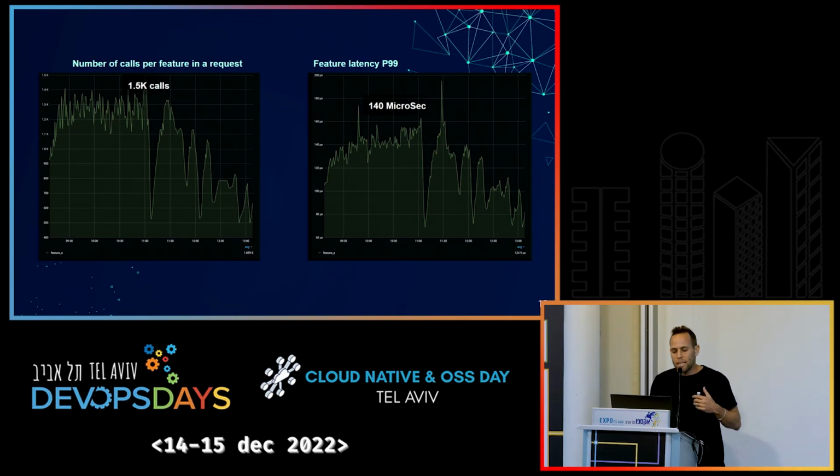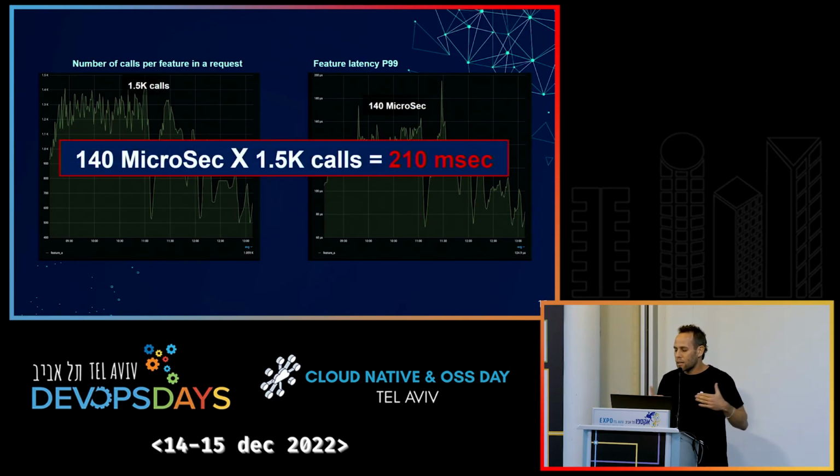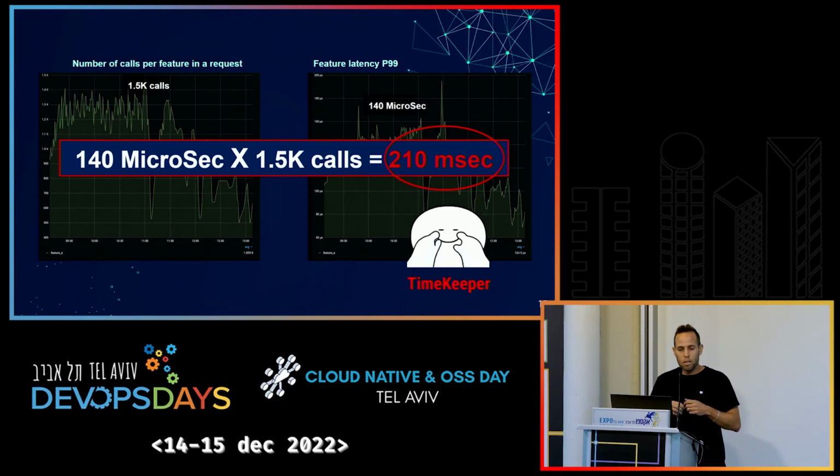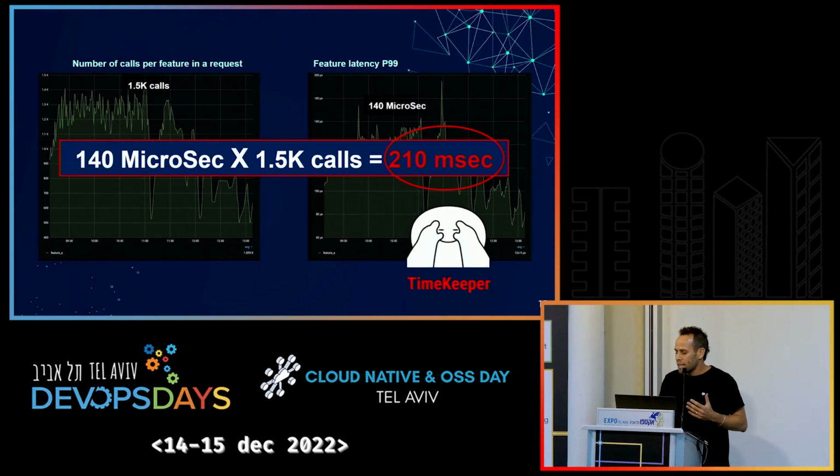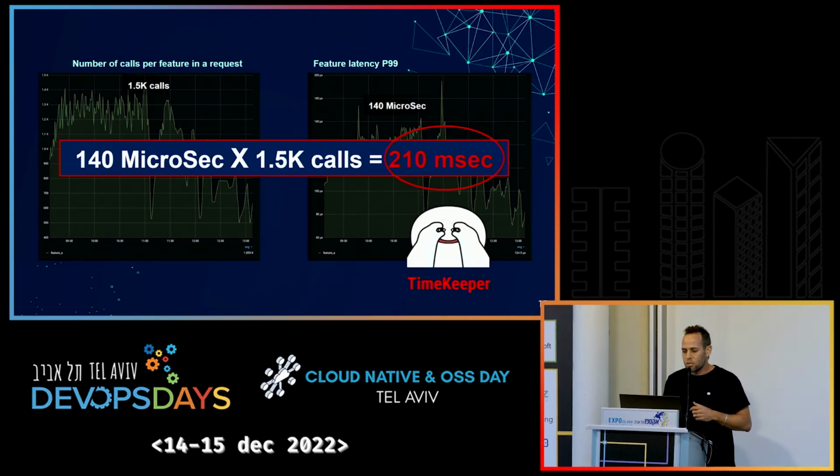So we'll probably guess by now that only by multiplying this number, we get the real time that we're waiting for the future get in the scope of a single request. And this is the timeout that our mechanism, our infrastructure, should look at, and this is the timeout that the timekeeper is looking at.